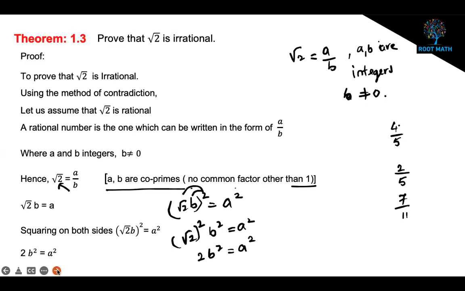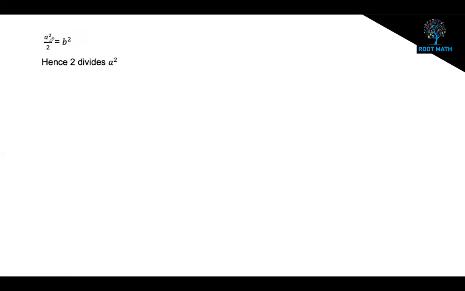2b squared is equal to a squared. So 2b squared is equal to a squared means we keep the b squared here and bring the 2 to the other side. It will become a squared by 2, which means that 2 is a prime number which can divide a squared. So 2 divides a squared.